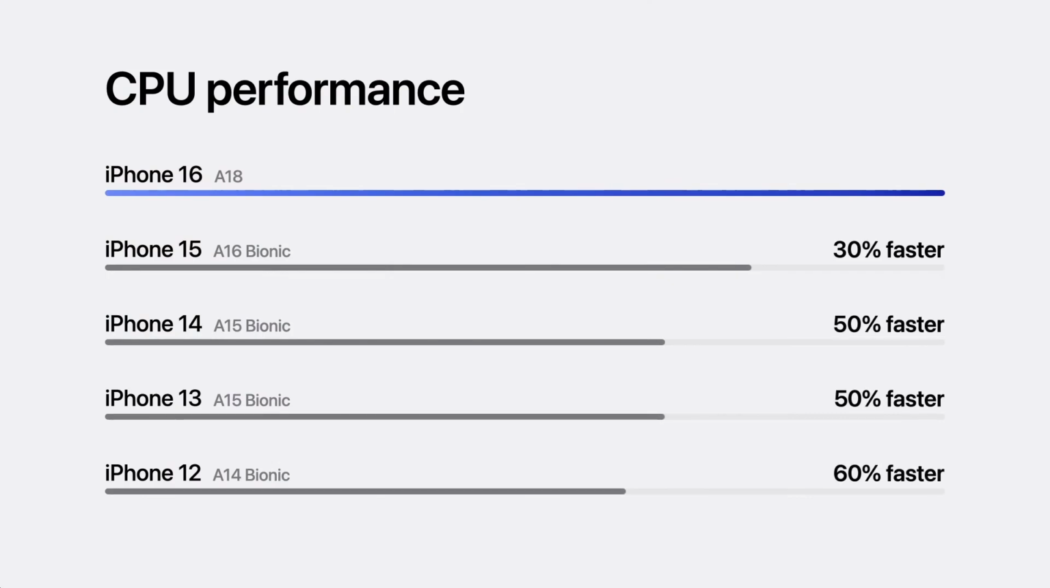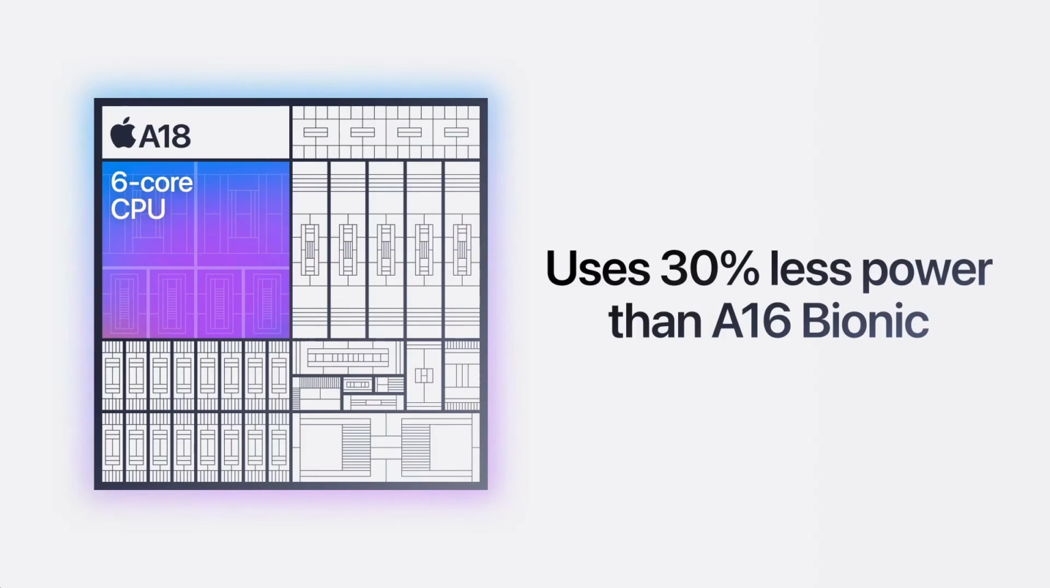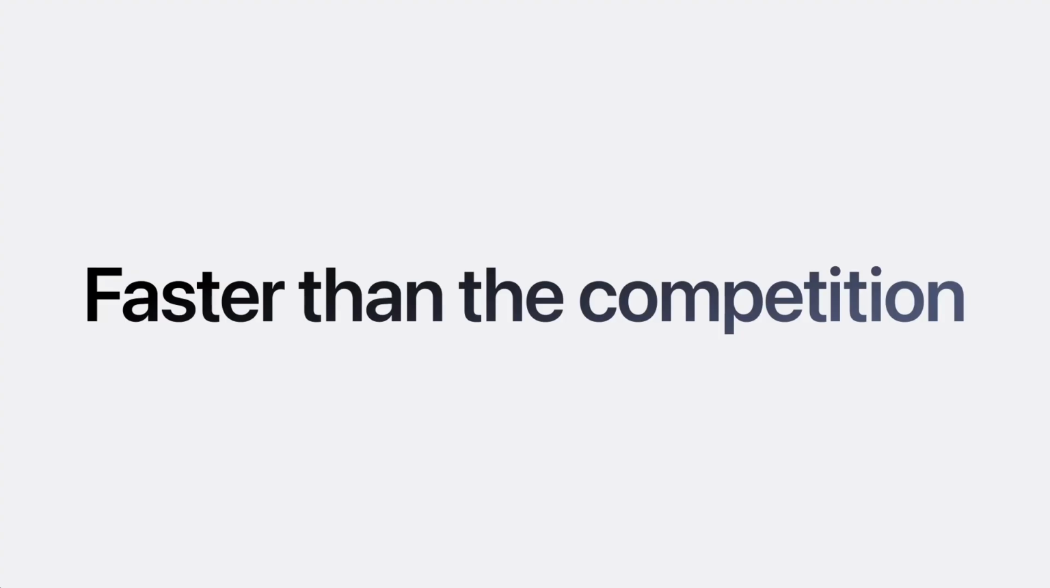It is up to 30% faster than the CPU in iPhone 15 and up to 60% faster than the CPU in iPhone 12. And thanks to our design and the latest transistors, the CPU is more energy efficient than A16 Bionic and can deliver the same performance using 30% less power. This CPU is faster than all the competition, challenging even high-end desktop PCs.